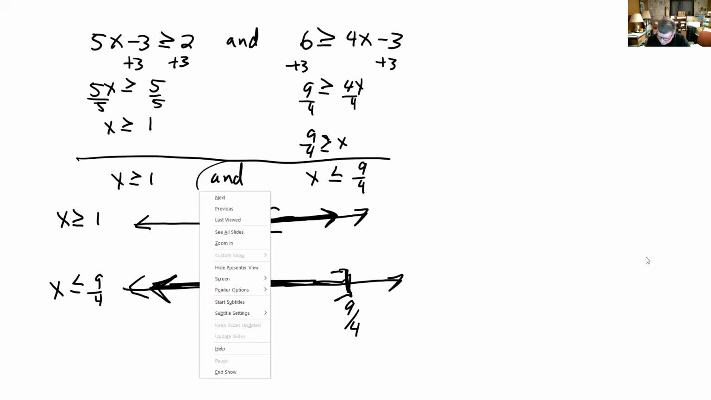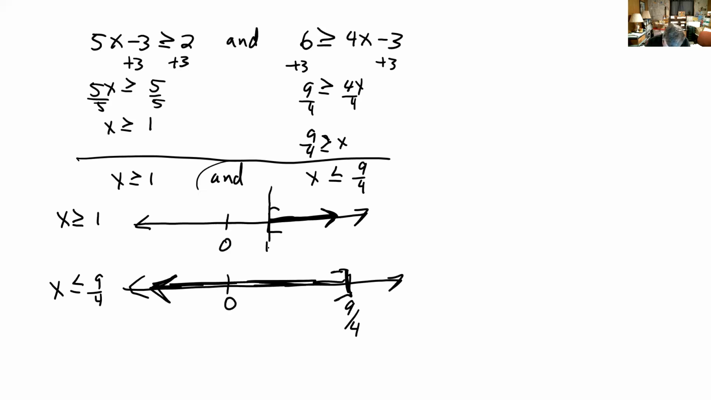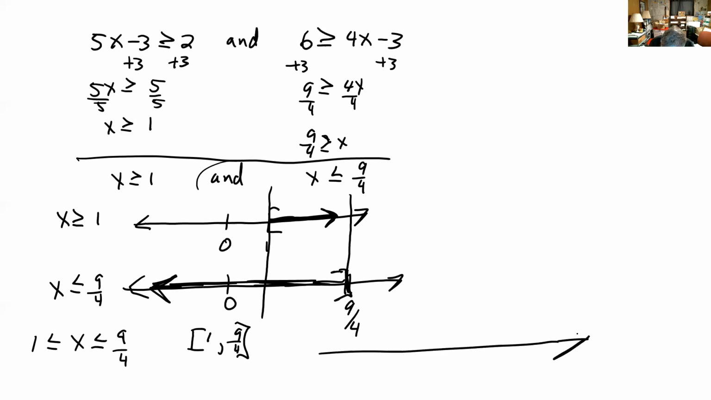And the intersection, where do they intersect? From here to here. So 1 to 9/4. So we've got x is greater than or equal to 1, less than or equal to 9/4. There's the solution. There's interval notation. And let's look at the graph here, 0, 1, 9/4.